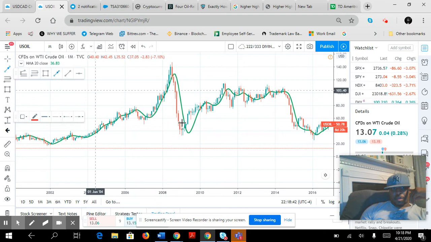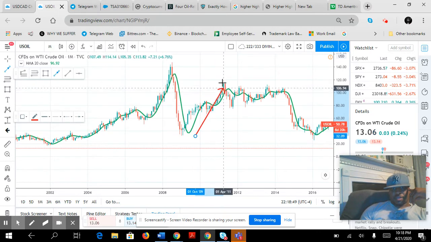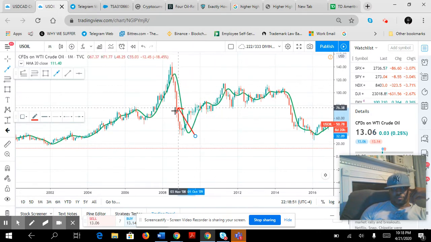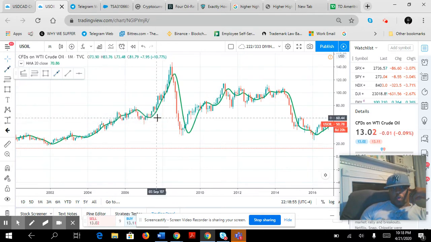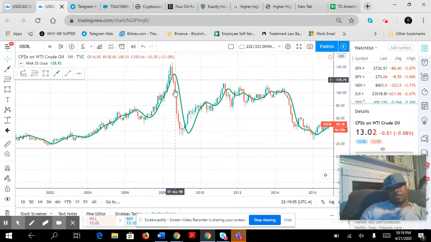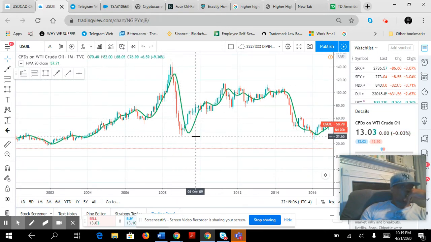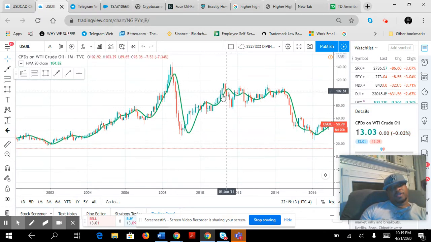Then we have something called a correction or a retracement, which is this move. All of this is a correction of this move. When we use the Fib extension tool, we measure the impulse. When we use the Fib retracement tool, we measure the retracement.